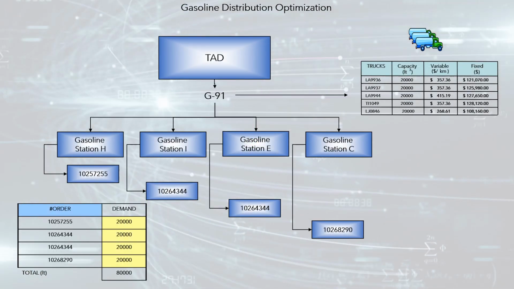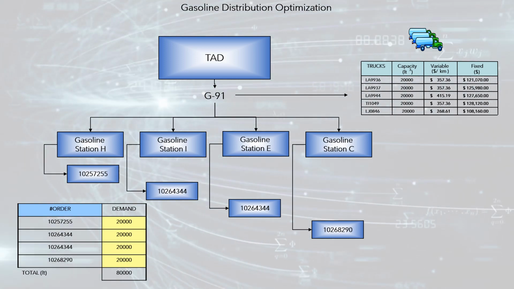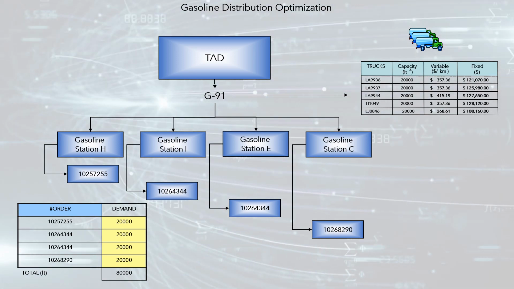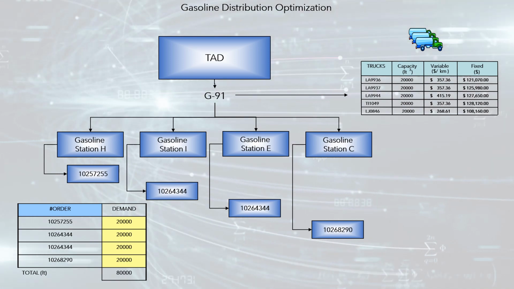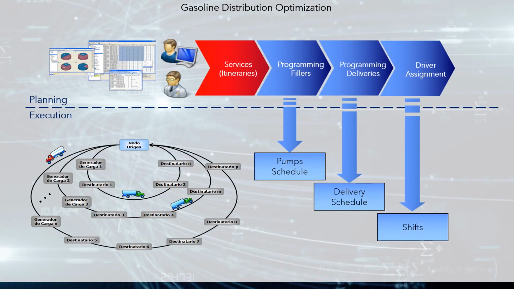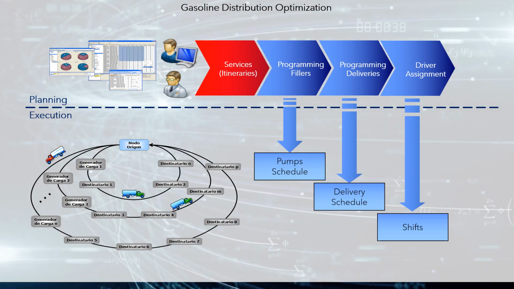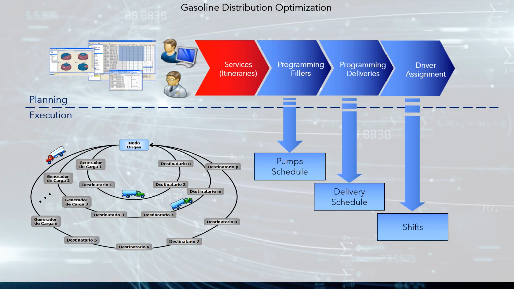The diagram shows a TAD terminal, which has 5 trucks. Each truck has different costs, fixed per use, and variable per kilometer. The TAD must attend 4 orders for gasoline delivery. The result is the scheduling of the fillers in the terminals, directly associated with the truck dispatches, and the assignment of drivers, which can cover several shifts.